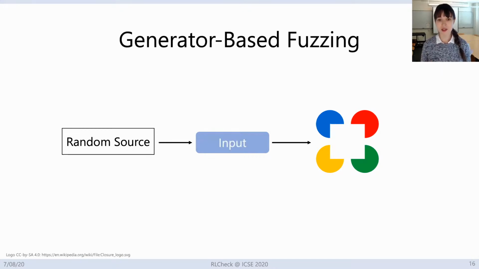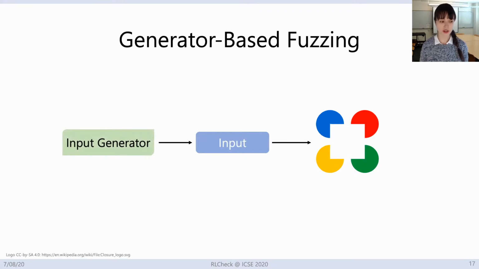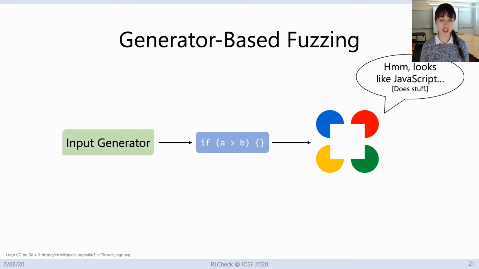So the idea of generator-based fuzzing is to replace this random source that's just producing random sequences of characters with an input generator, which is a non-deterministic function that each time you call it, returns a kind of random-looking input within some search space of interest. In this case, maybe JavaScript programs, such that your program under test actually does something a little interesting.